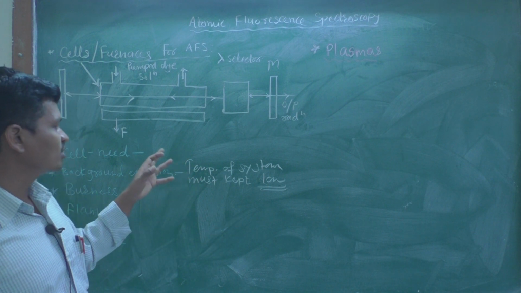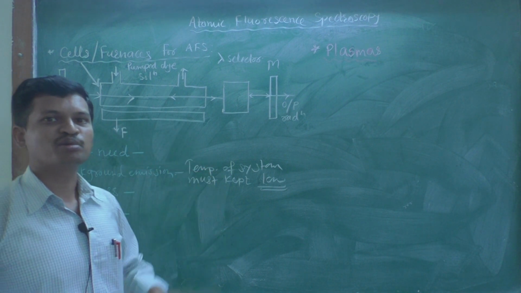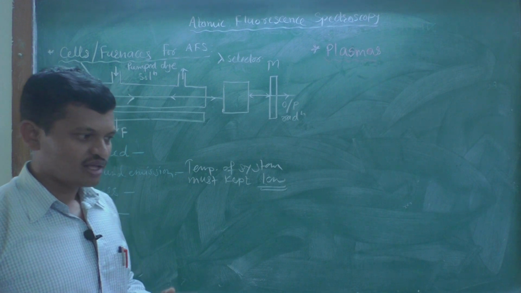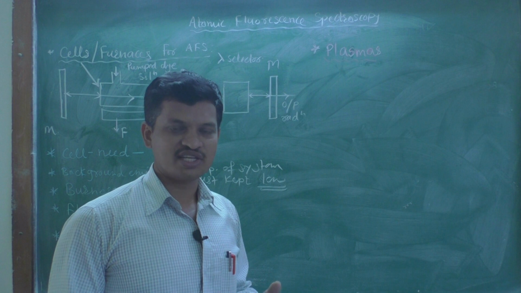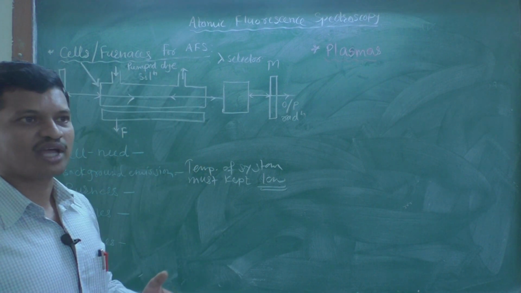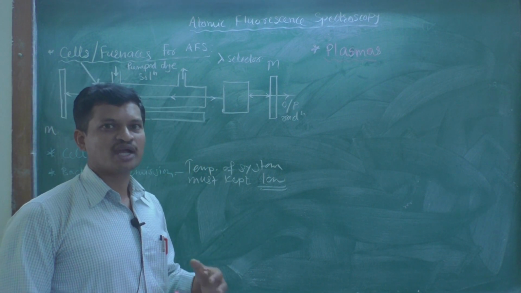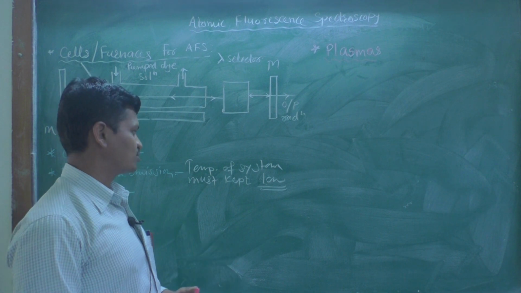So for optimum excitation to occur, an optimum temperature is necessary. That is why a particular temperature range is necessary for the excitation, atomization or ionization of the atoms in the sample to take place here.